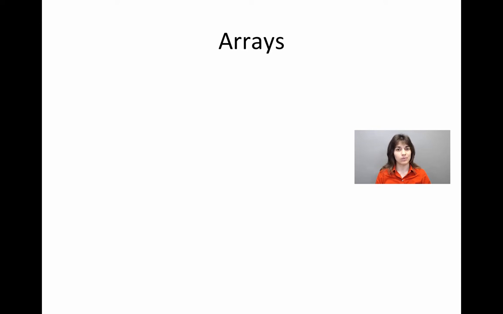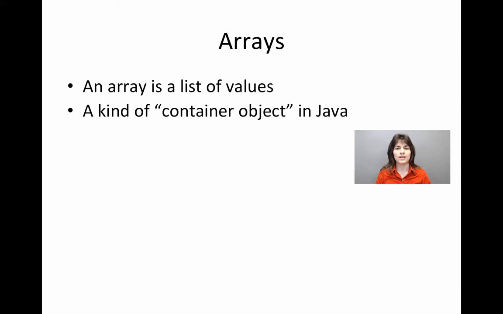Arrays are an example of data structures. What exactly is an array? The simplest answer to that is that an array is a list of values. In Java terminology, we refer to arrays as a container object. There are more container objects, and you will understand better what that means when we have become more familiar with more data structures and the Java language itself.